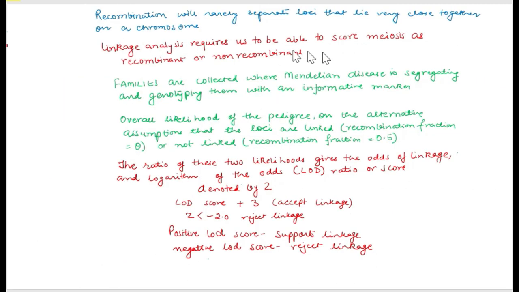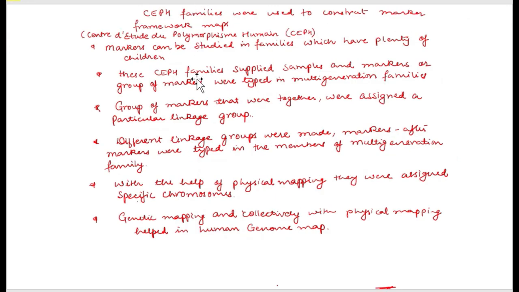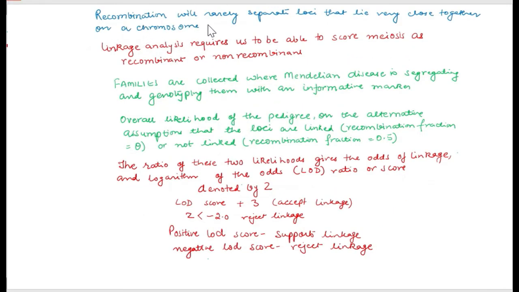So here again we will see how this recombination mapping is done. Recombination will rarely separate loci that lie very close to each other on the chromosome. Linkage analysis requires us to be able to score meiosis as recombinant or non-recombinant. Families are collected where a Mendelian disease is segregating and genotyped with an informative marker. We compute the overall likelihood of the pedigree on the alternative assumption that the loci are linked, with recombination fraction theta, or that they are not linked, with recombination fraction 0.5.